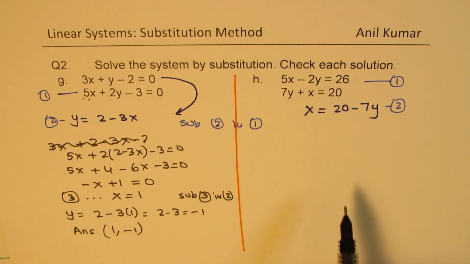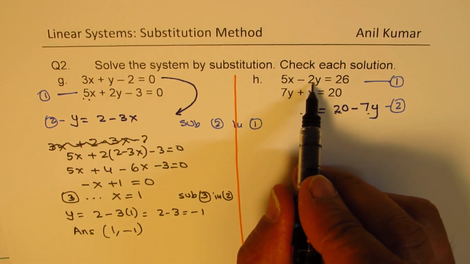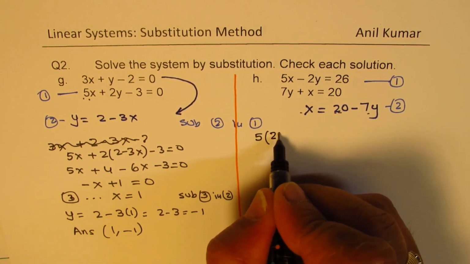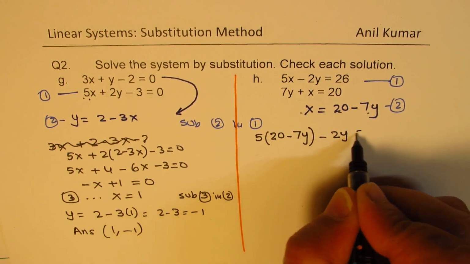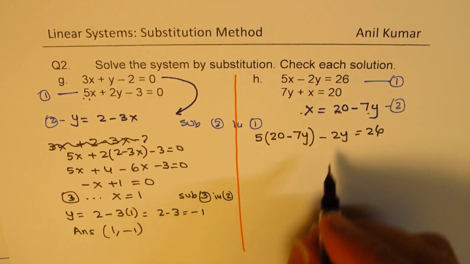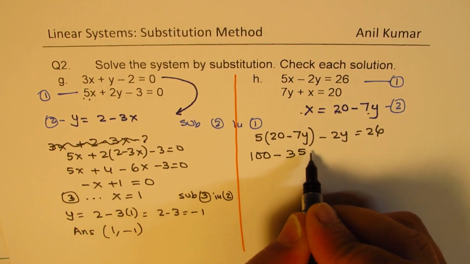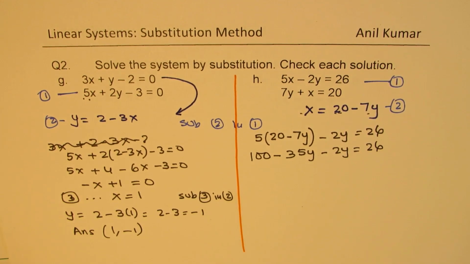Let's do this question now. So we have x as 20 minus 7y. I'm going to substitute in the first equation, which is 5 times 20 minus 7y, minus 2y equals 26, correct? Open the bracket. So we get 100 minus 35y minus 2y equals 26.